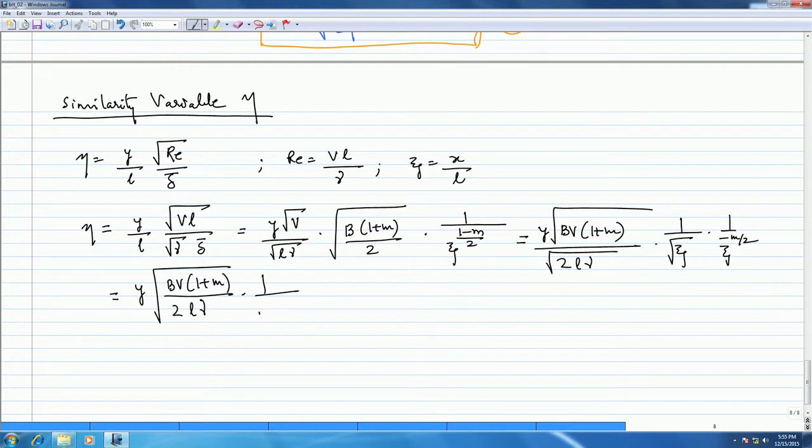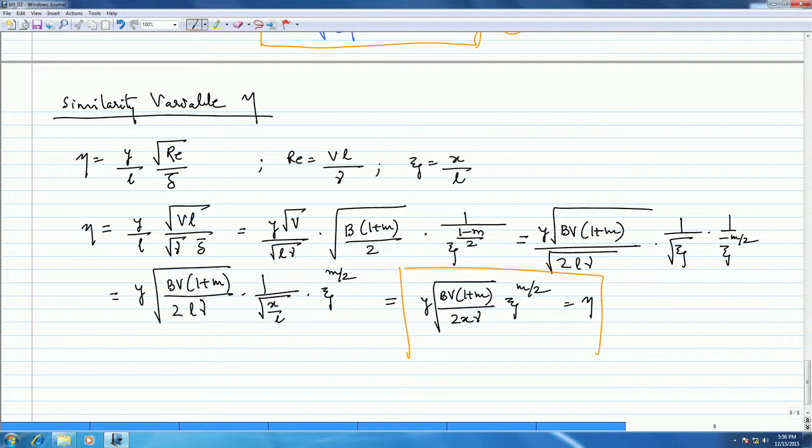So what I can write is under root of x by L, into, I will write to the positive power m by 2. So clearly you can see this L and L will cancel out. So if I do that, this is equal to y, under root of b v (1 plus m) by 2 x nu, and zeta to the power m by 2. Okay, so that's my eta. I can write my eta in this form. So this is nothing but my eta.